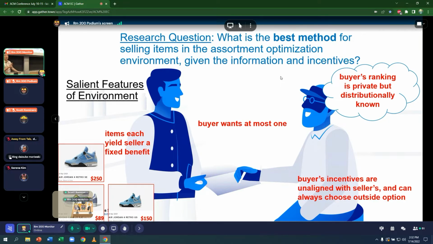And importantly, the buyer's incentives are generally unaligned with the seller's. So the seller just wants the buyer to choose the highest priced option. But the buyer wants their first choice, which is generally not the highest priced option. And importantly, the buyer always has an outside option. So the seller can't just say, hey, look, I'm only going to give you one option. You have to pick this $250 pair. So that's where the tension in this problem is coming from.